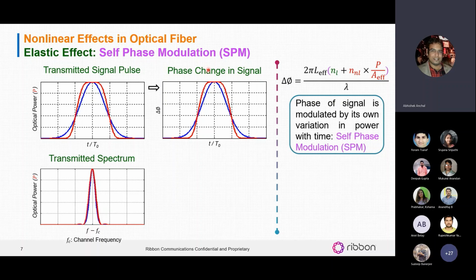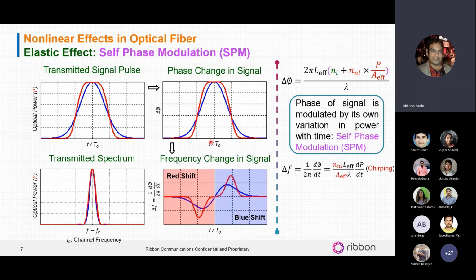And this self-phase modulation, or the phase changing with time, causes something called chirping. Chirping is frequencies changing in a signal with time. So if you differentiate this, you can get the frequency change, and the frequency change happens because of the self-phase modulation. This chirping, which is frequency change, happens in two ways: something called red shift and blue shift. It means it changes the carrier frequency either on the lower side or on the higher side or on both.